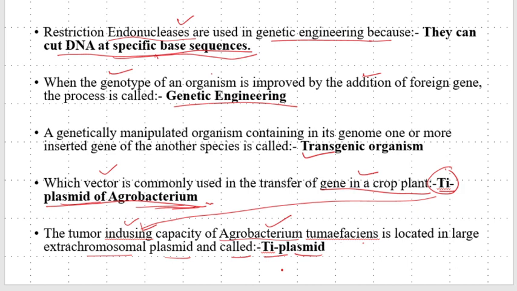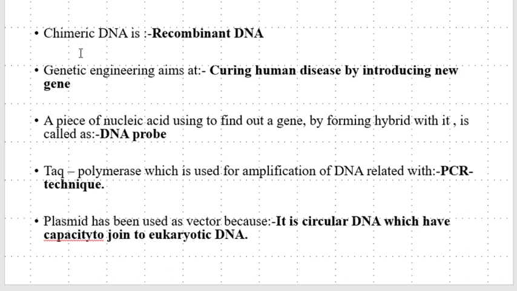Next we have chimeric DNA. Which DNA is known as chimeric? That is recombinant DNA. Now, genetic engineering aims at what? What is the principle, the main motto of genetic engineering? It is curing the animal disease by introducing a new gene. If it is required, like ADA disease, that can be cured by the implantation of the gene that we will discuss in further slides.